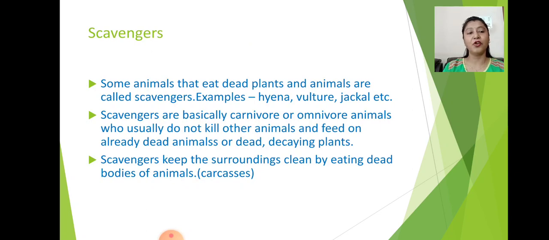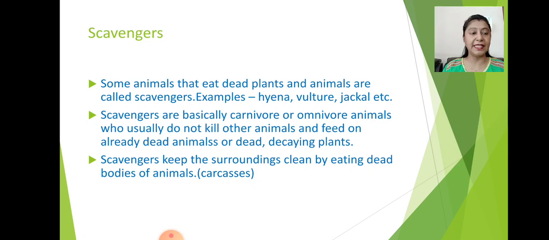The last topic of today is scavengers. Some animals eat dead plants and animals and are known as scavengers. These scavengers are actually not a new category of animals. These are originally either carnivores or omnivores. They hunt small animals whenever they feel hungry or they wish to eat something. They are capable of hunting small animals, but it cannot fulfill the need of the stomach or the need of the body.